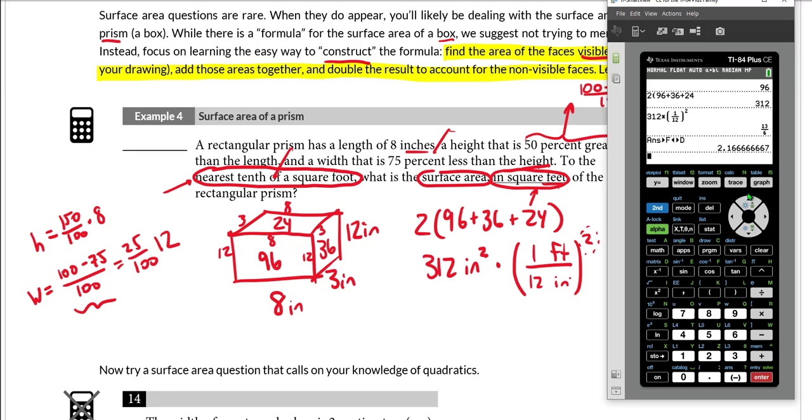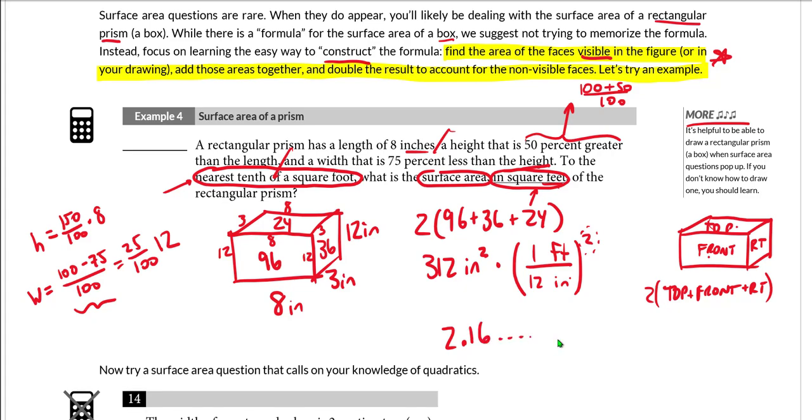I can also access that conversion in the math menu. I can go math and number 2, which is the decimal conversion, convert to decimal, and hit enter. And again, I get 2.16 and so on feet squared. They want me to round to the nearest tenth. That 6 in the hundredths position tells me that I need to round this 1 in the tenths position to 2. And now that should be it. Surface area, square feet, and yes, 2.2 feet squared. That is it for number 4.